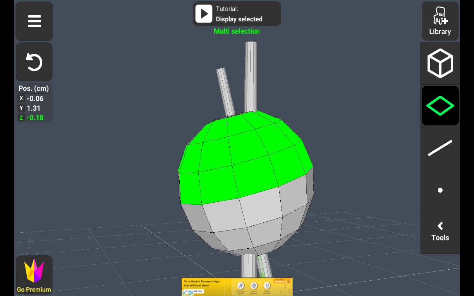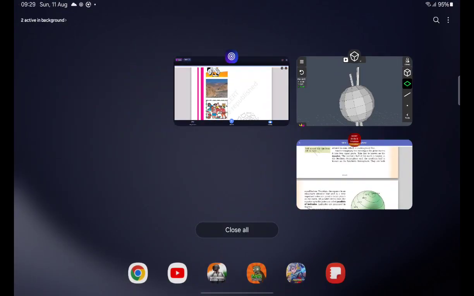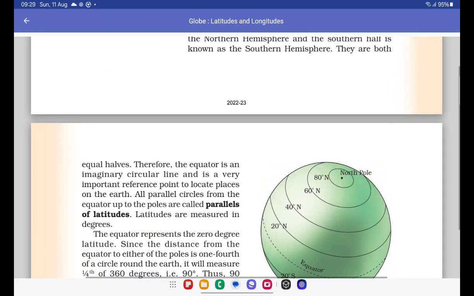This part is the northern hemisphere. And below the equator, that is this part, it is known as the southern hemisphere. So the part below the equator is known as the southern hemisphere, and the part above the equator is known as the northern hemisphere. They are both equal halves.